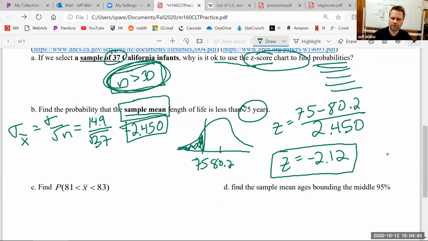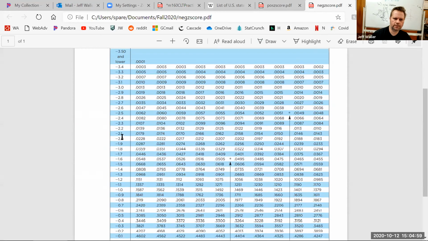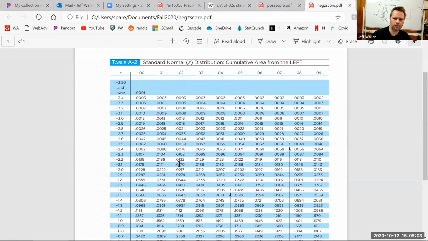Oh, why did I circle that so much? So that Z is negative 2.12. So how do I find the area? Let me erase that circling. How do I get that area? The chart. The chart's crazy. 2.12. So I get 0.0170.